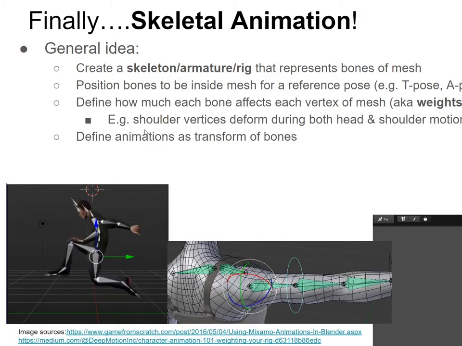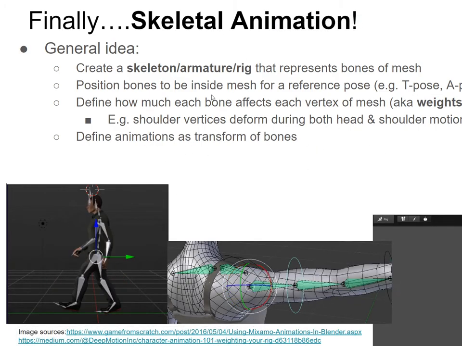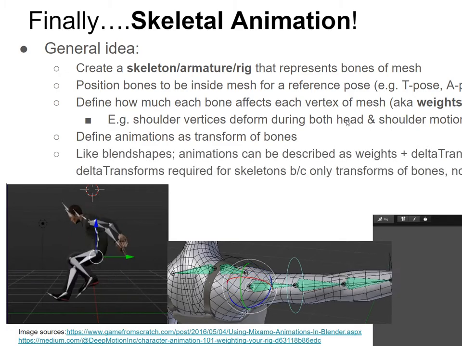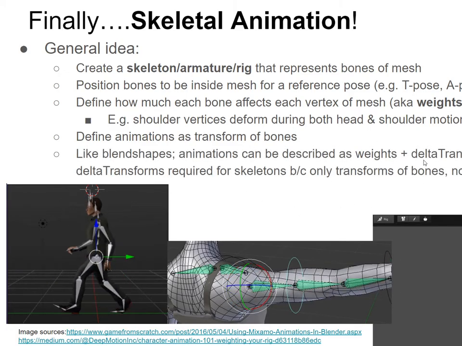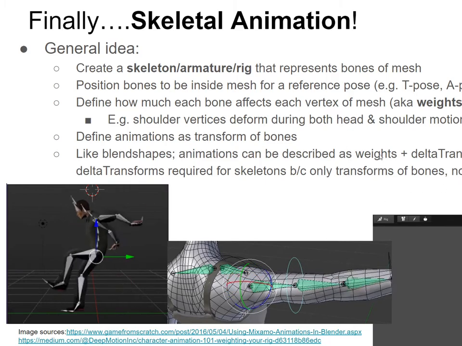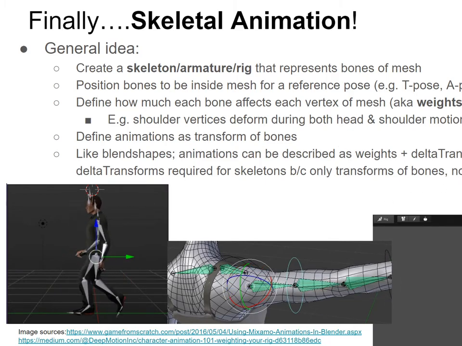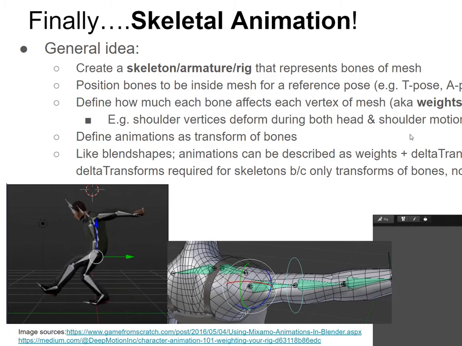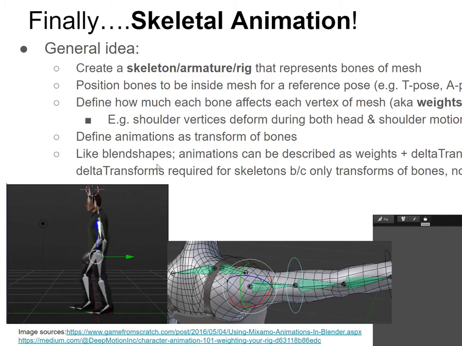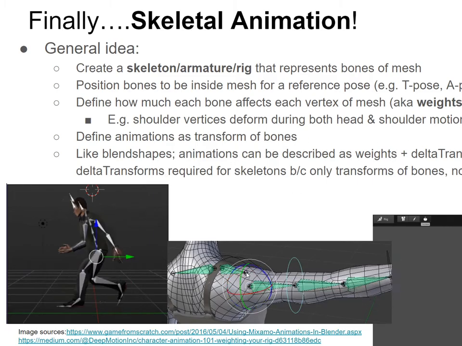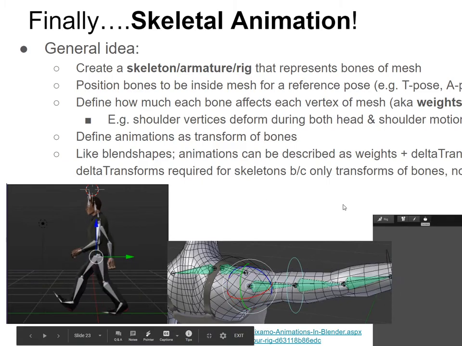After this, you can define animations as a transform of the bones themselves. And like blend shapes, you can describe animations as a bunch of weights plus delta transforms. Except with skeletal animation, you don't need as many delta transforms because you only need to transform the bones themselves.